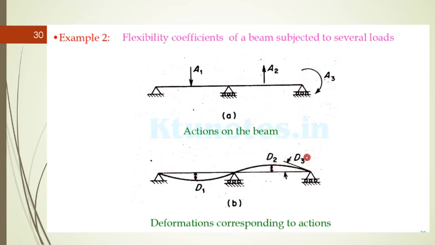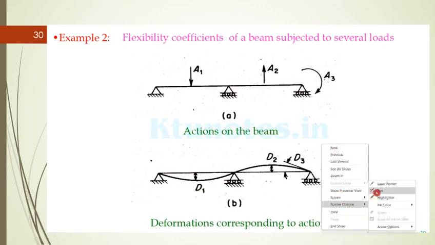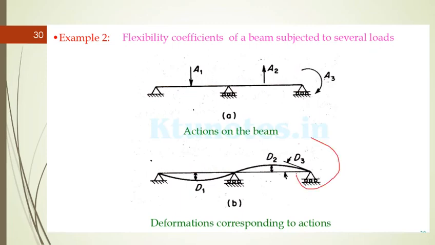As the moment is clockwise, there will be an upward lifting of the beam, which will make an upward curve, and it's a downward curve. And definitely D1 is influenced by A1, A2 and A3. D2 is influenced similarly by A1, A2, A3, and D3 is also influenced by A1, A2 and A3. So the first figure represents the various actions on the beam A1, A2, A3, and the deformations are noted in the second figure.